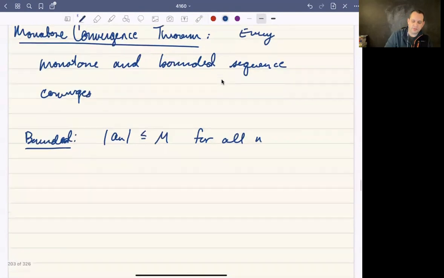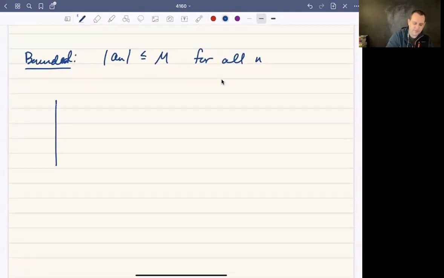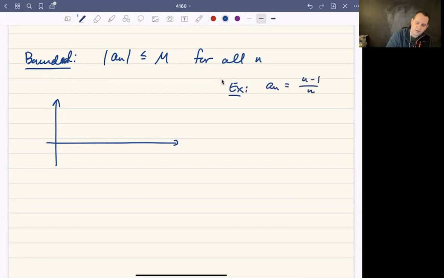And that's not too surprising if we think about this, right? If you have a sequence like n minus 1 over n, just to give an example here. So this is n minus 1 over n. What's going to happen here is that when n is 1, we get 0.